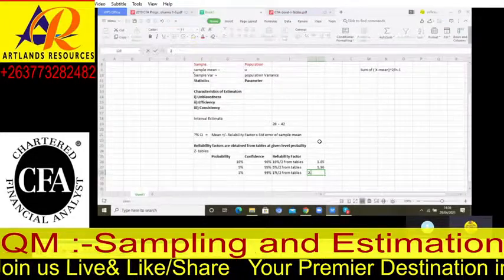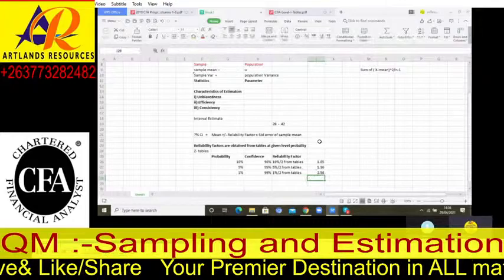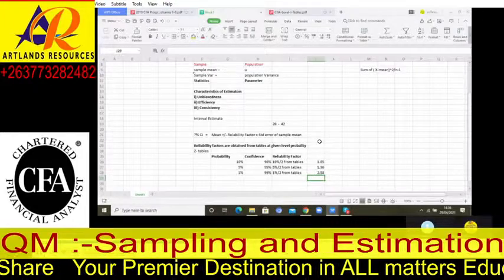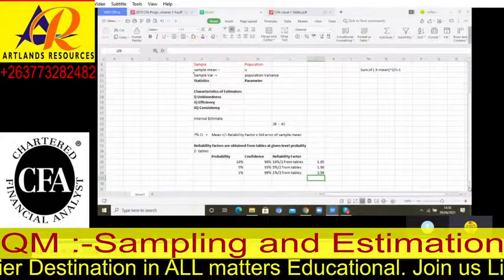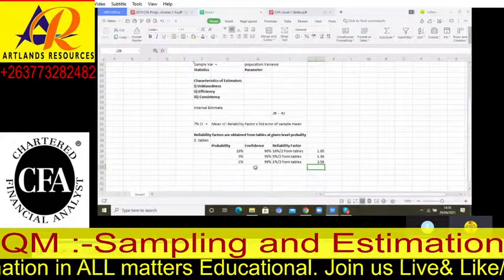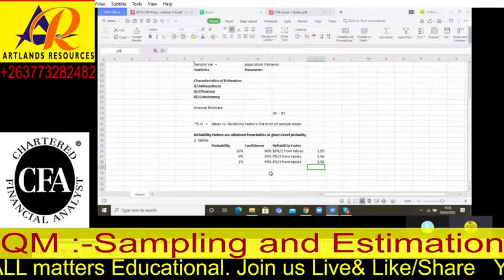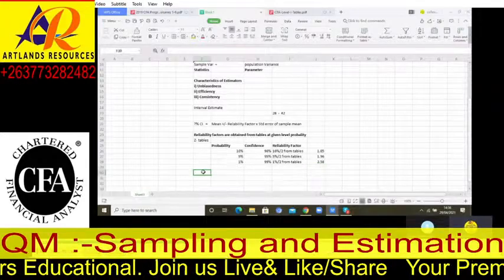So in the exam, you'll be given these reliability factors. So it's not an issue. Then these are the rules. Listen to the rules. I just wanted to explain what reliability factors are. And now here are the rules.